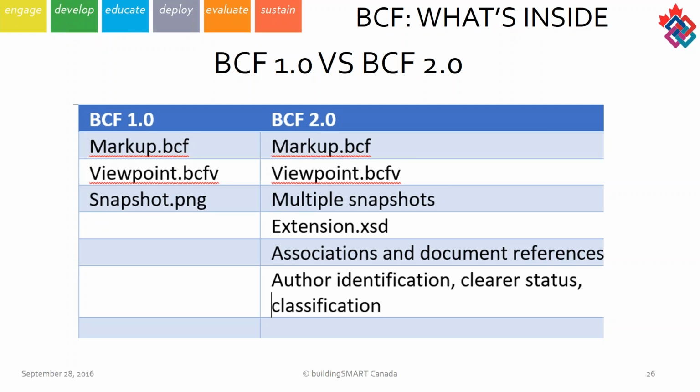There's also a file that can be included called extension.xsd. I'm not going to talk a lot about it, but just know that you can put basically anything you want in the BCF zip file. Extension is just the bridge that tells the BCF programs how to handle user data. So basically, if you wanted to include some elements of an IFC file in the BCF, you could do it, right? Exactly. You could use BCF to exchange some partial models from one software to the other. Exactly. In BCF 2.0, there's also better classification, status, and author identification.